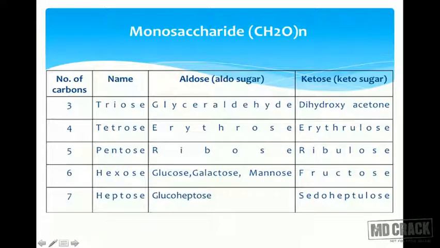The aldose sugar is glyceraldehyde and the keto sugar is dihydroxyacetone. If it is 4, you call it a tetrose. It is erythrose and erythrulose. If it is 5 carbon atoms, you call it a pentose: ribose, ribulose. Hexose, you have got many examples like glucose, galactose, mannose. Ketose like fructose. Heptose like glucoheptose and pseudoheptulose. These are the different monosaccharides that are present, biologically important, and we need to know about them.